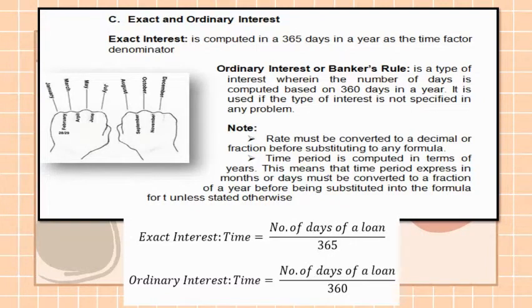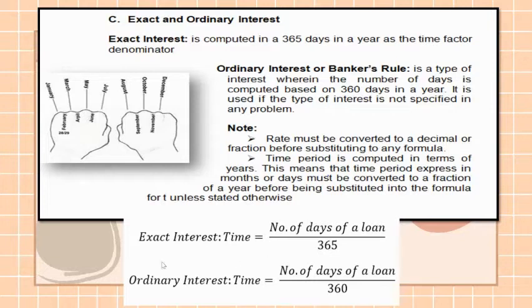Under interest, we also have exact and ordinary interest. Exact interest is computed using 365 days in a year as the time factor denominator. On the other hand, ordinary interest is a type of interest wherein the number of days is computed based on 360 days in a year. Mostly, banks and other institutions still use ordinary interest because it yields a somewhat higher interest as compared to the exact interest method. If the type of interest is not specified in any problem, the problem will be solved using the banker's rule, or what we call ordinary interest in actual time.